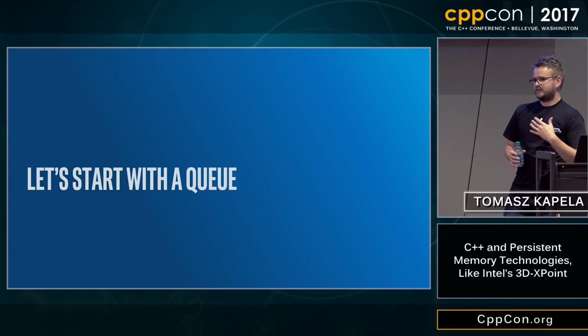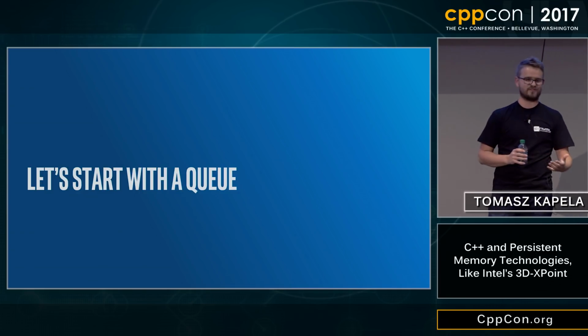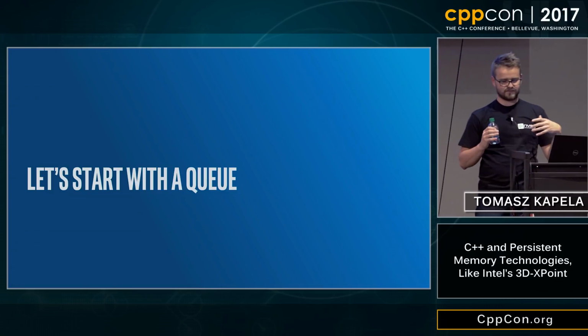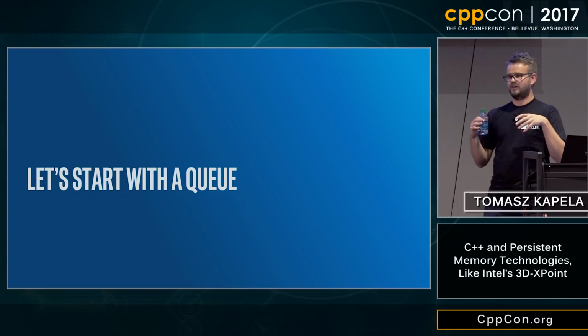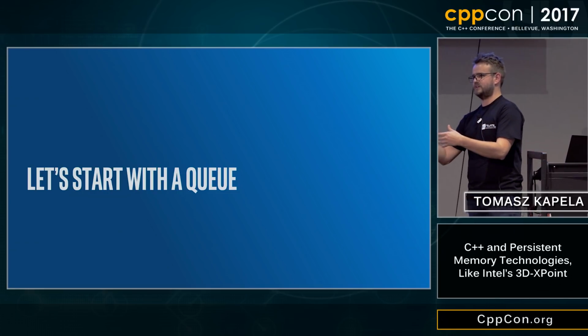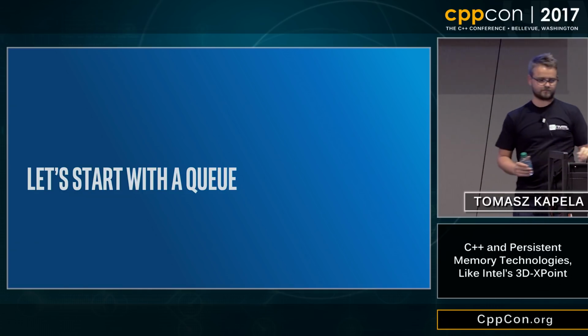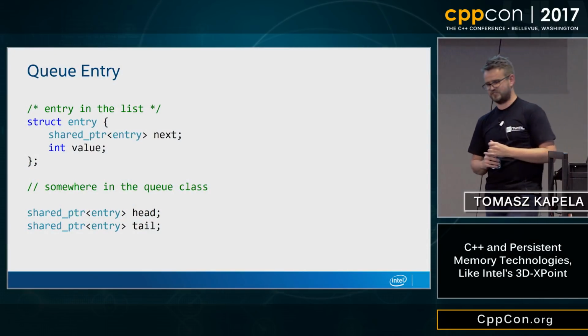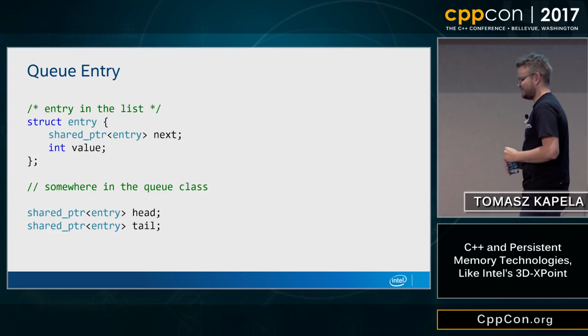We're going to go through an example of a really, really simple, trivial queue. I just want to start with a volatile implementation and then step by step take you through converting that queue example into a persistent memory aware implementation. So this is the queue entry. This is the whole queue structure actually. I told you it was trivial.